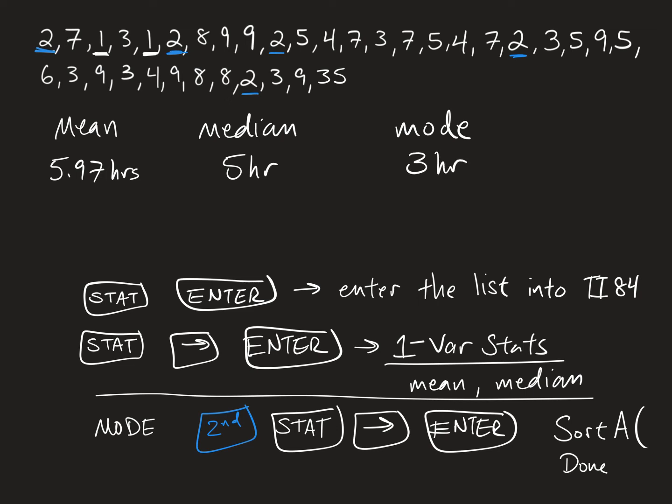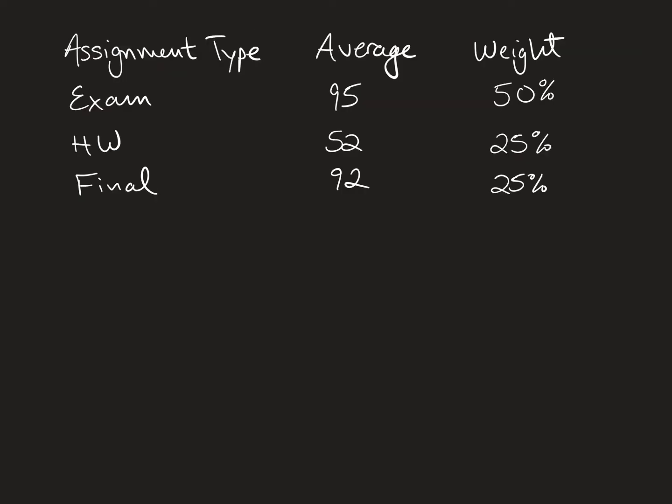Now, of course, I could ask the question, which of these measures of central tendency best represents the data? And I think you could make an argument for either the mean or the median here.